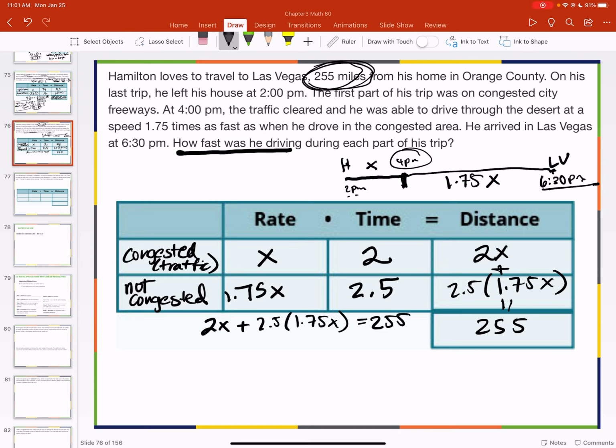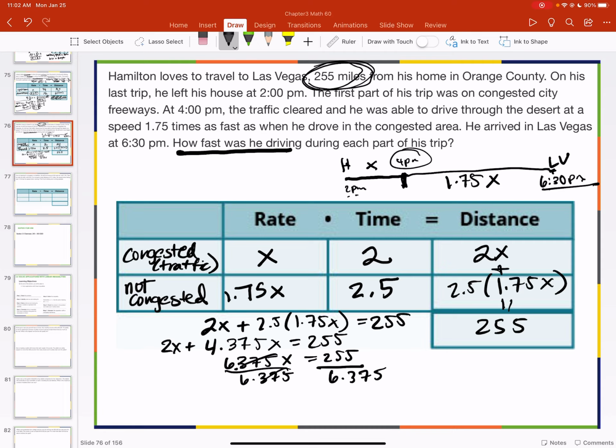And that becomes 4.375. So we have 2x plus 4.375x is equal to 255. So add them together. Plus 2, right? So that's going to be 6.375x equal to 255. And then to solve for x, we divide both sides by the coefficient of x. So then that's going to be what? 255 divided by 6.375, and that's going to give you 40.